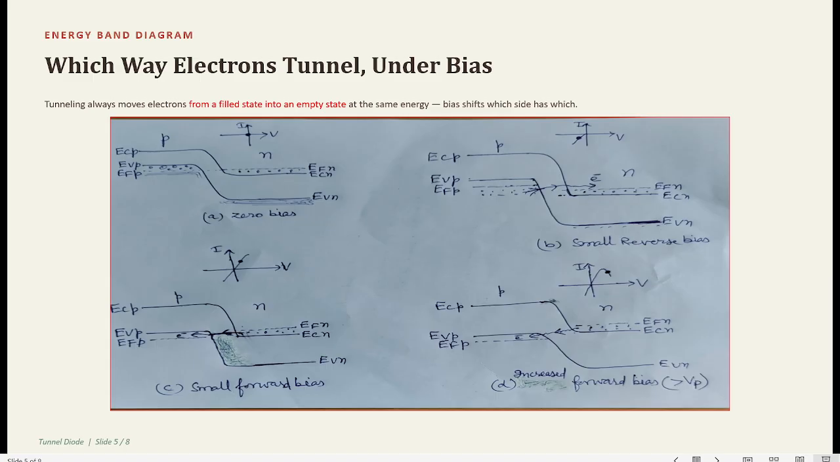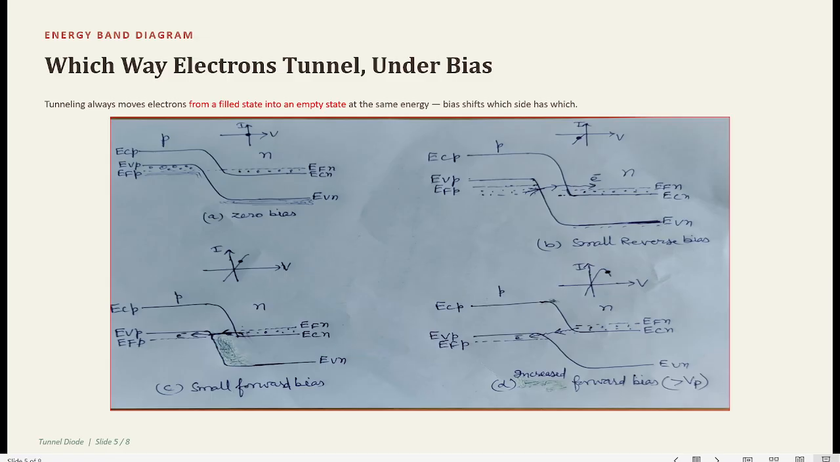So here I have shown the energy band diagram for this tunnel diode, and the tunneling can take place from a filled state to an empty state if the states are overlapping on the energy scale. So in the zero bias case, that is case A, we can see that these filled states are overlapping with these filled states on the P side and just below the Fermi level.